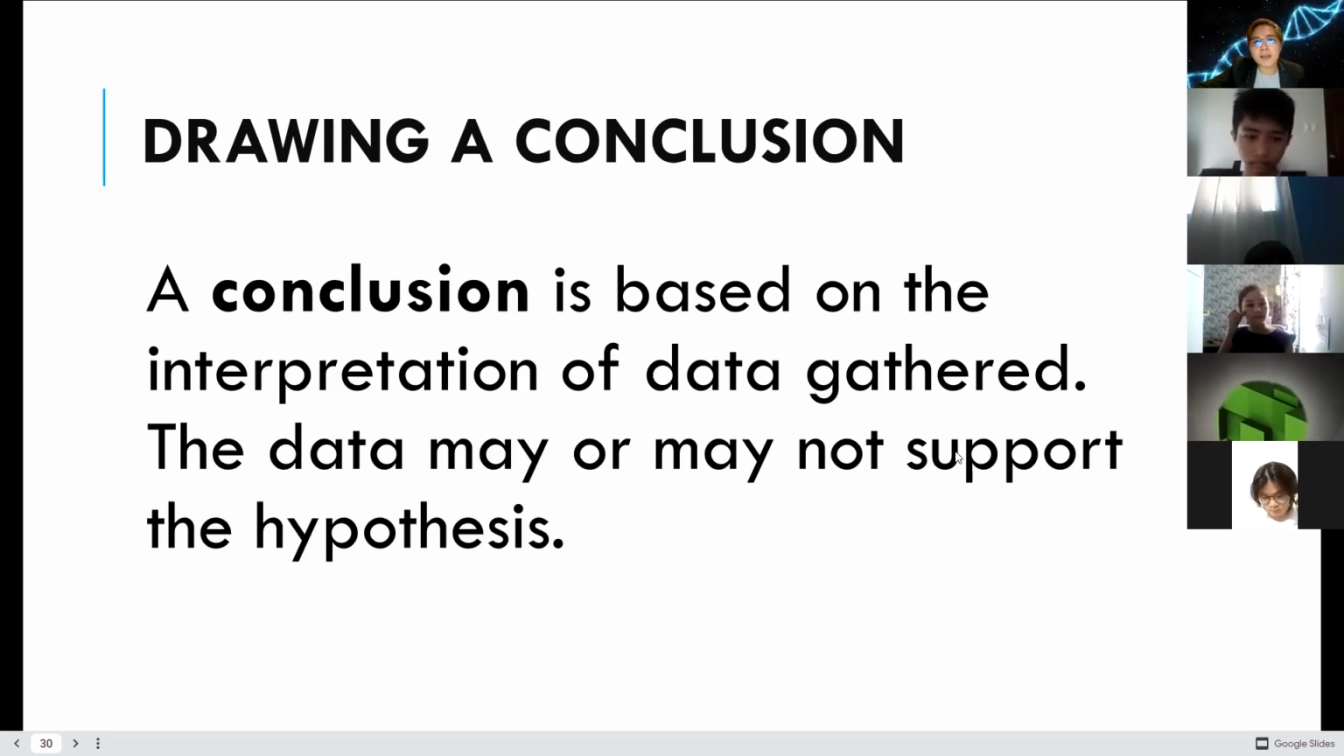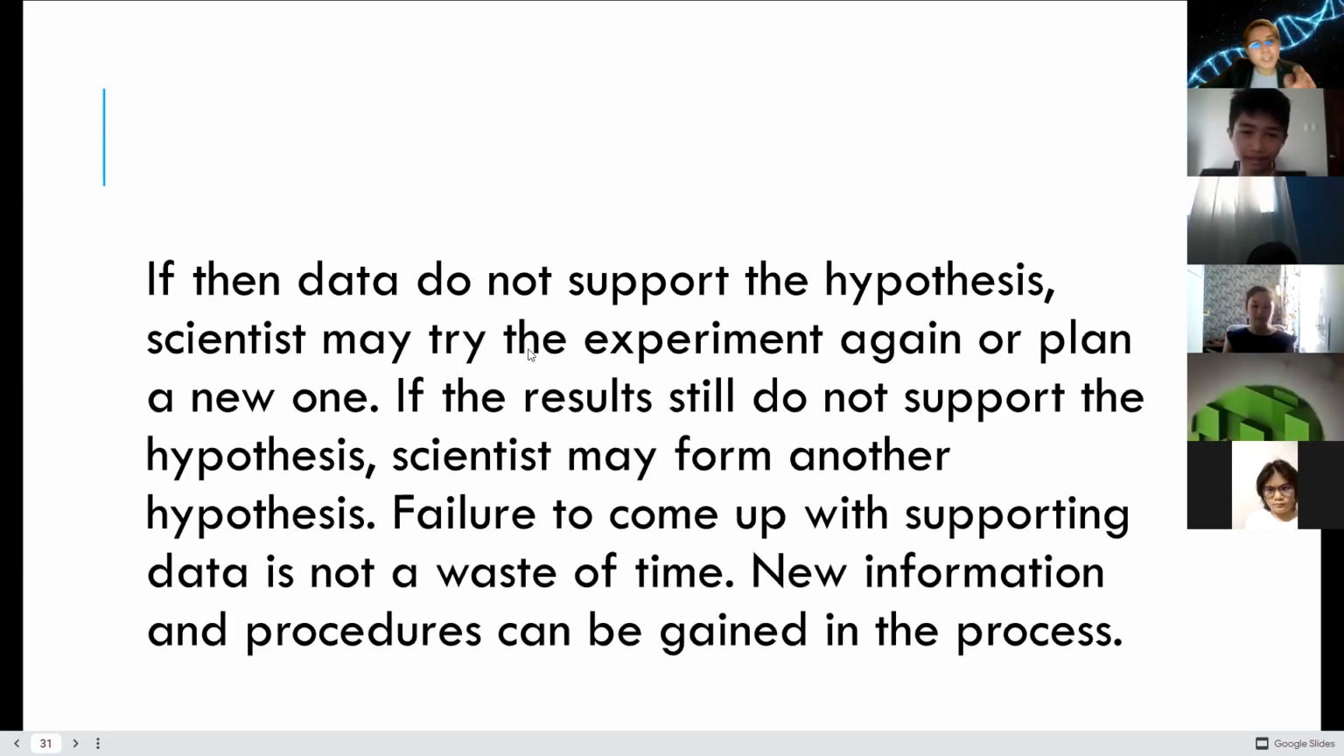Hypothesis, with -sis, is singular. Hypotheses, with -ses, is plural. So I spelled it right. If the data do not support the hypothesis, scientists may try the experiment again or plan a new one. If the results still do not support the hypothesis, scientists may form another hypothesis.